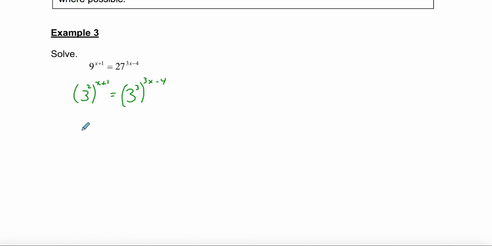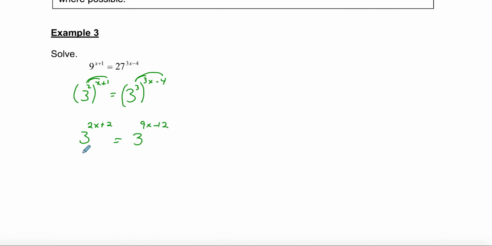So if that happens, something about an exponent rule we've learned before is that if your exponent has an exponent, you can multiply the exponents. So imagine now multiplying out this exponent. That's 2 times x and 2 times 1. And over here, 3 times 3x and 3 times -4. So I get the exponent becomes 2x plus 2. And on the right side, my same base, but my exponent becomes 9x minus 12.